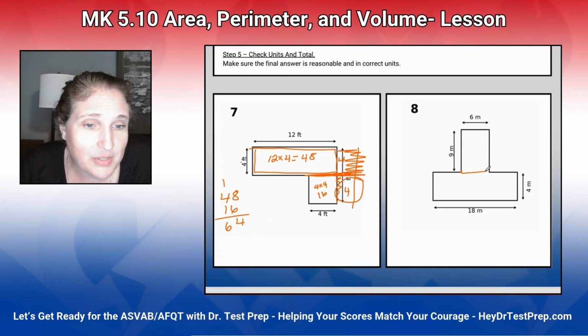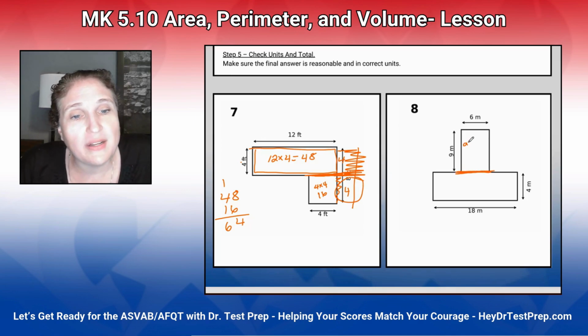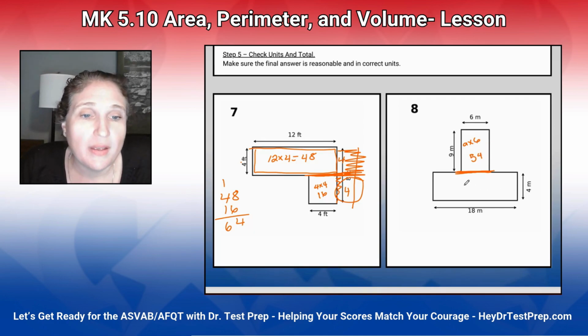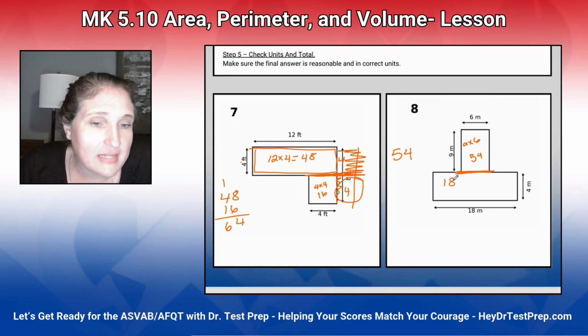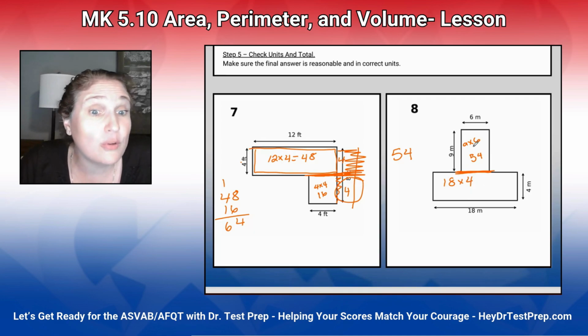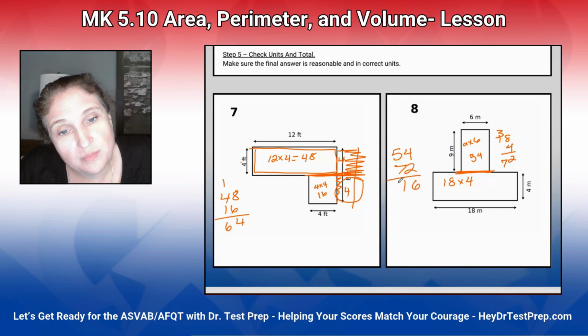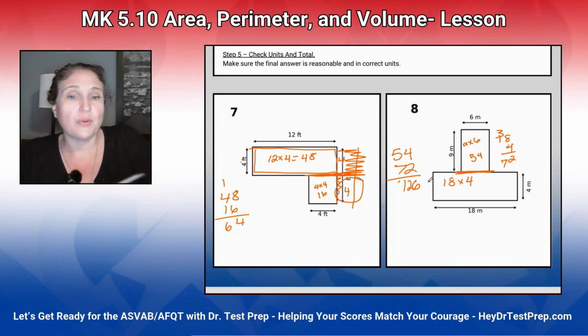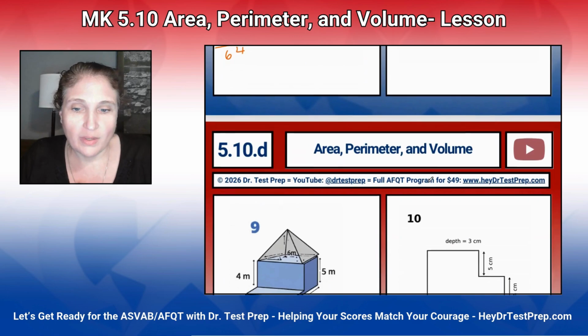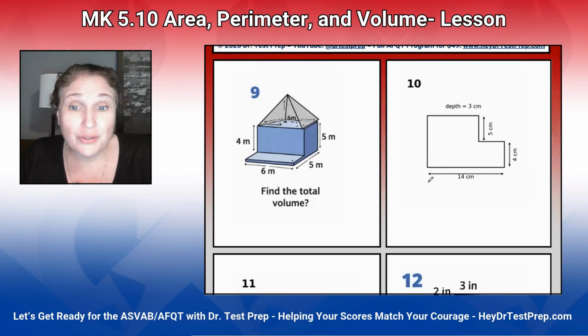Okay, same thing here. I'm just going to draw this baby across. This box right here is 9 times 6, which is 54. This box right here is 18 times 4. There's no overlap in this picture, so I just have to figure out what's 18 times 4, 72, and then add it up. 126.